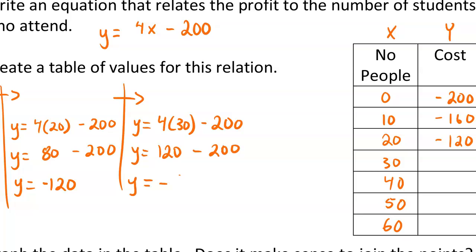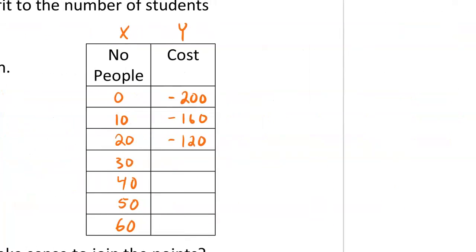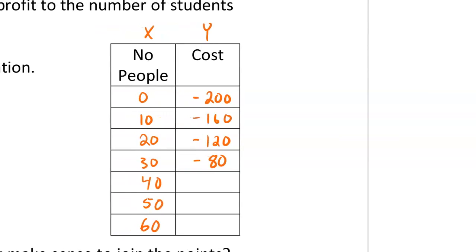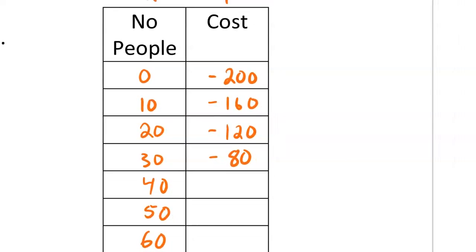Y equals negative 80. So now we're at negative $80. Now, because I know I'm working with linear relations, I could save myself some time here. If I wanted, I could keep doing the formula over and over again to find my data. But I could also look at what's my pattern here, what's my rate of change. Well, here we're increasing by 10 every time.